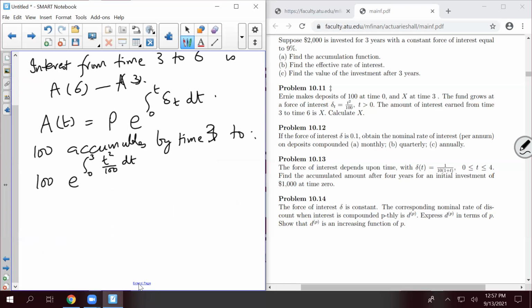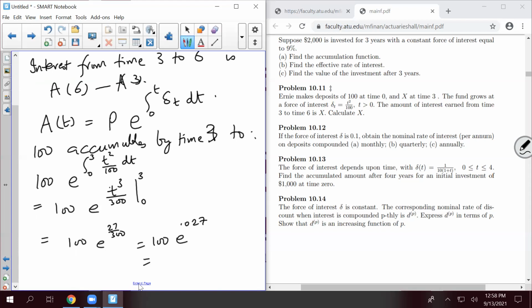So let's see. This will be 100 e power, what's the integral of t squared by 100? T cube by 300. Okay, so t cube over 300, from 0 to 3. So that's 27 over 300 minus 0. So that's 100 e power 0.027.